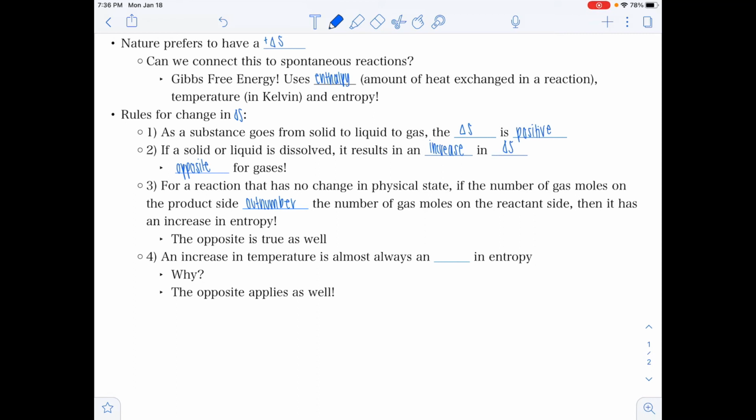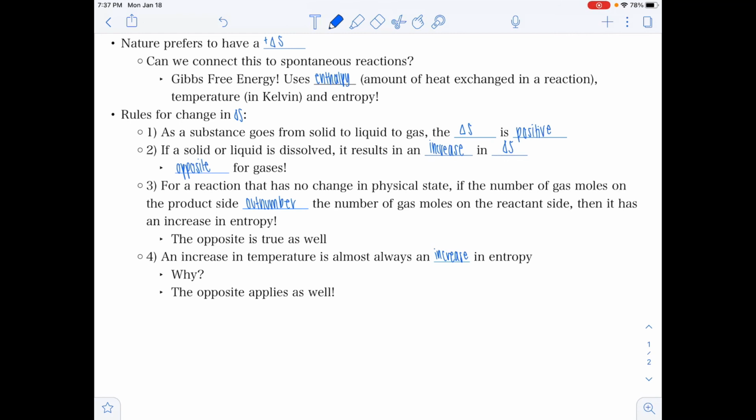Okay, and so the last rule I want to talk about is that an increase in temperature is almost always an increase in entropy. And I think this kind of connects to the other rules about movement, right? Because temperature is related to the average kinetic energy of the particles, right? So if the temperature increases, the average kinetic energy of the particles increases. And if these particles have higher kinetic energy, they're moving around more, and there's going to be more chaos, more disorder, and therefore the entropy is going to be higher, right?